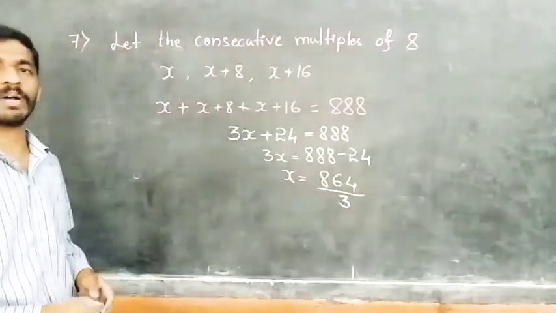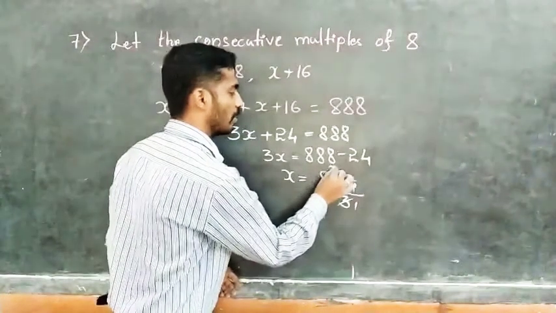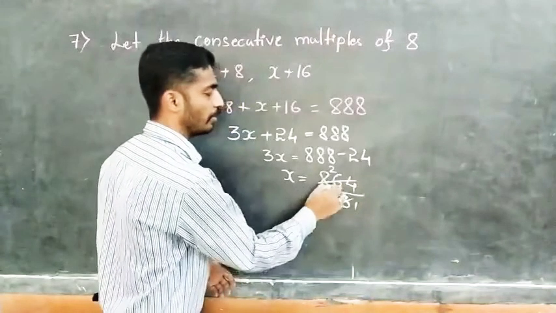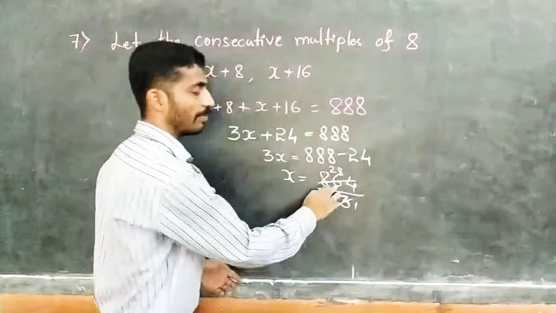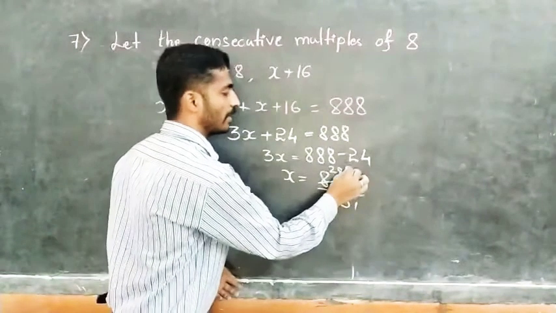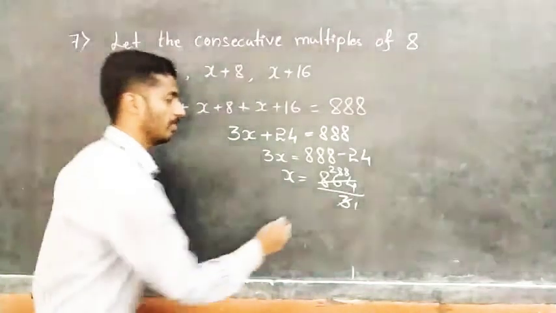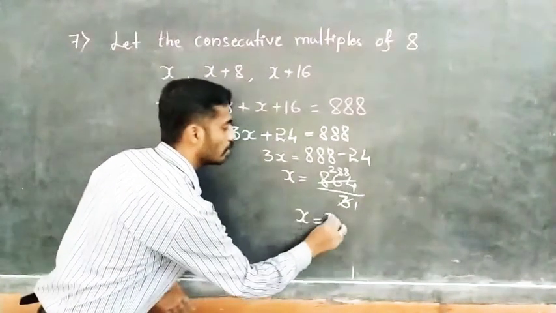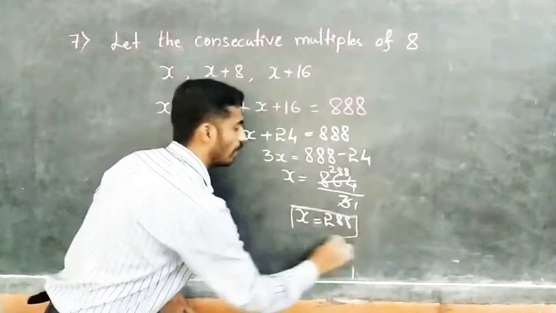864 divided by 3. Now you divide it: 3 twos are 6, remaining 2, it will be 24. 3 eights are 24, so the remaining is again 2, and 24 divided by 3 is 8. So 288. So here x will be 288.